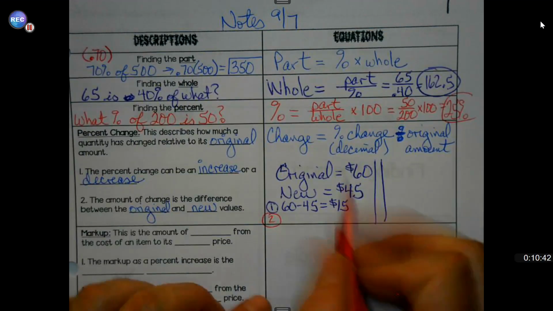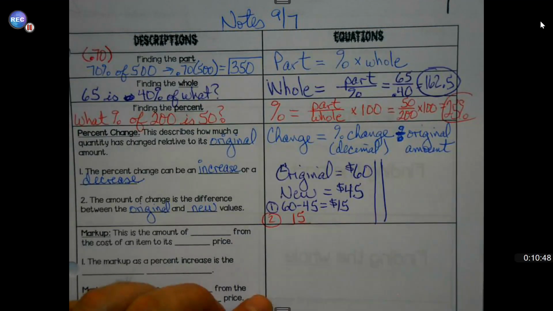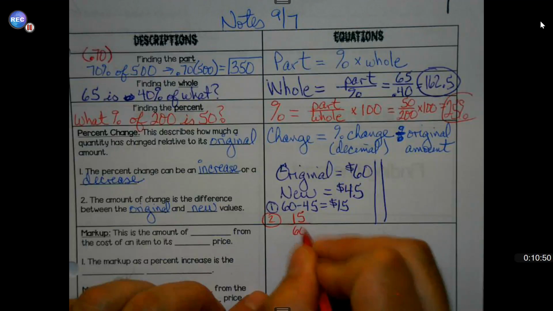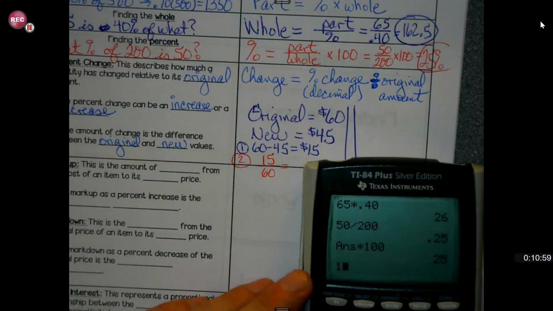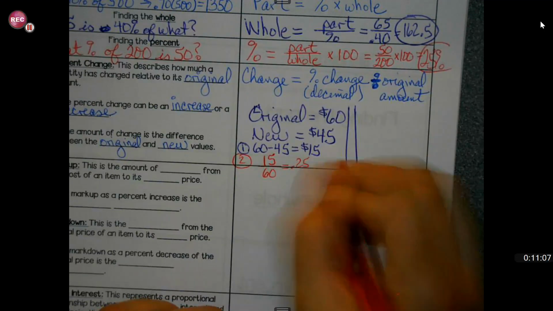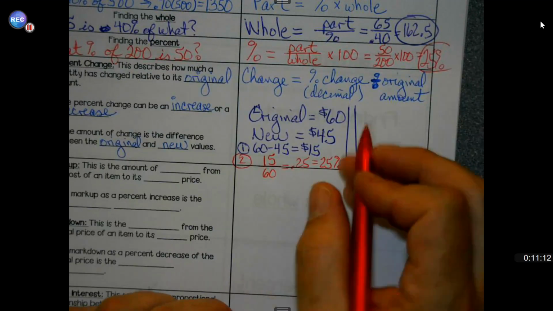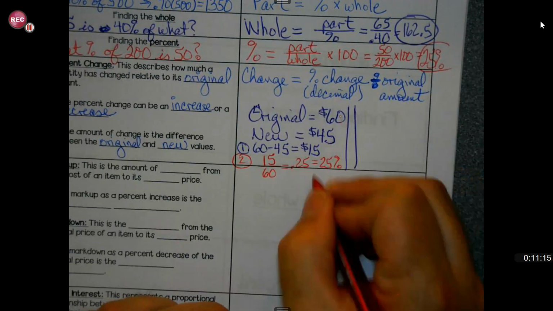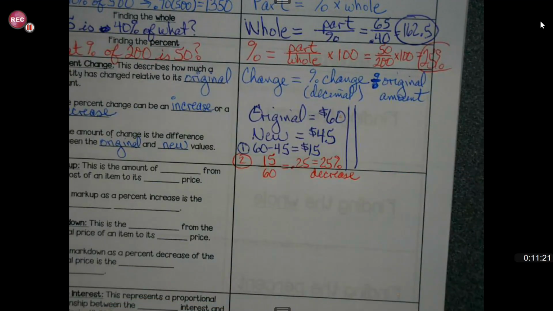So we're going to take our difference and divide by the original. So whatever I get here decimally, again, we like decimals until we're trying to describe it to somebody as a percentage. 0.25, but we know to multiply that by 100. And since the price went down, that's a decrease.